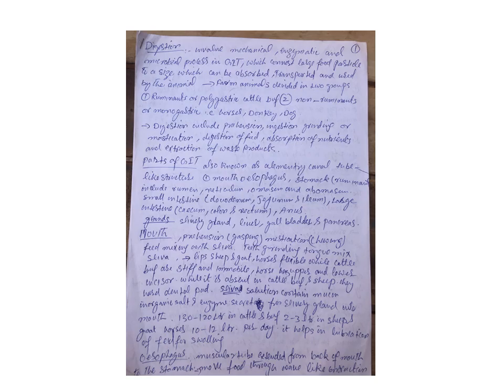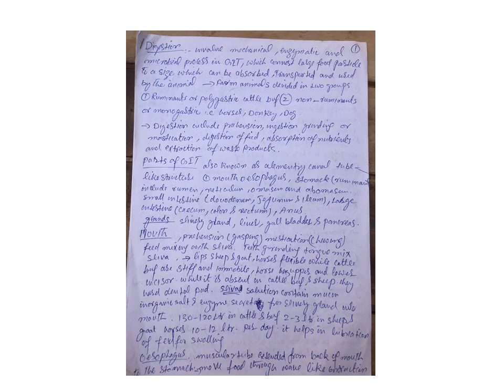Examples of these animals are horses, donkeys, and dogs. Next, digestion includes prehension, ingestion, grinding or mastication. Ingestion means intake of feed, grinding or mastication means crushing of the feed, digestion of the feed, absorption of the nutrients and extraction of the waste products. All these functions are performed during the digestion process.